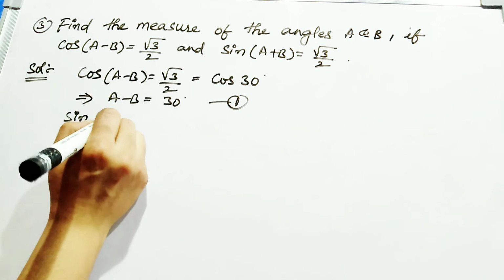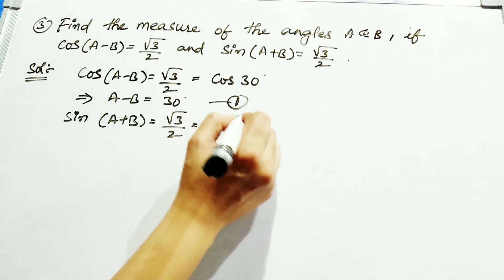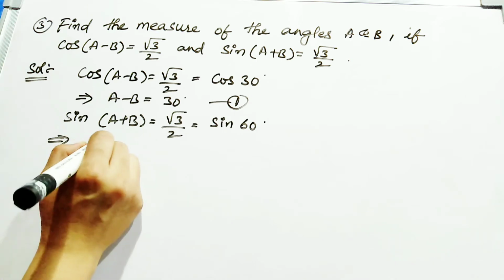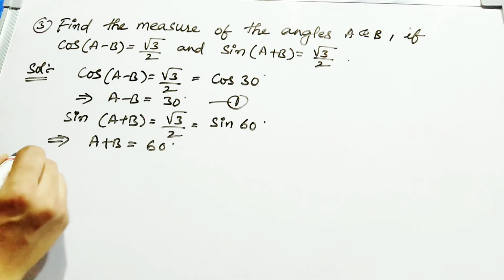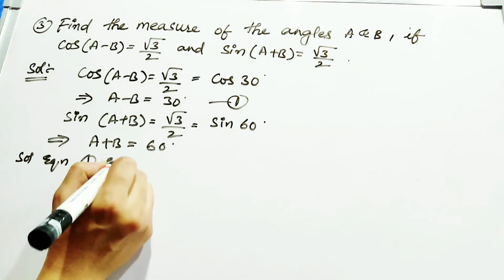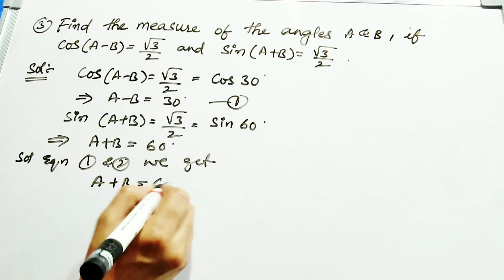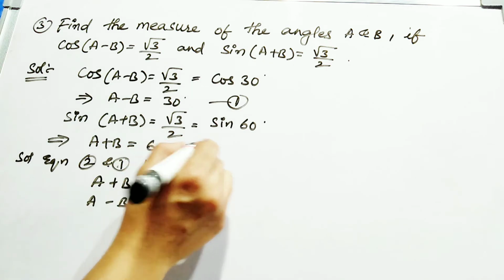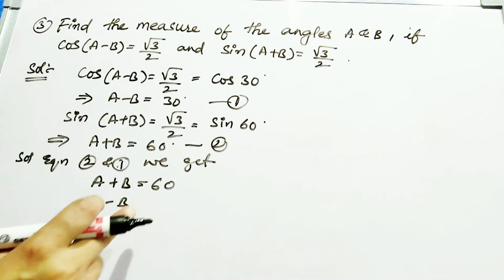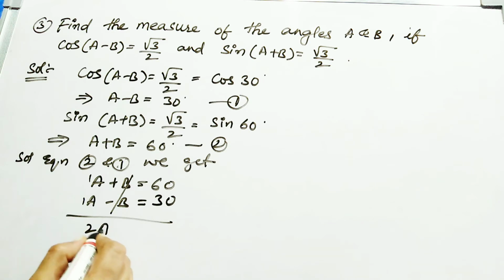Next one is sin(A+B), which is root 3 upon 2. Root 3 upon 2 means you will get angle 60. So A+B is equal to 60. Solving equations 2 and 1, we get A+B equal to 60 and A-B equal to 30. Plus B, minus B cancel, so you will get 2A is equal to 90.